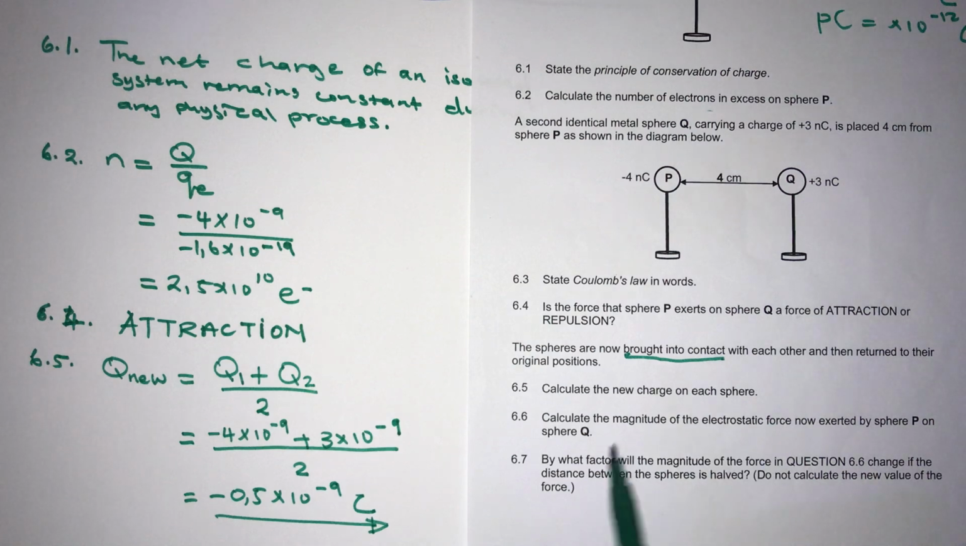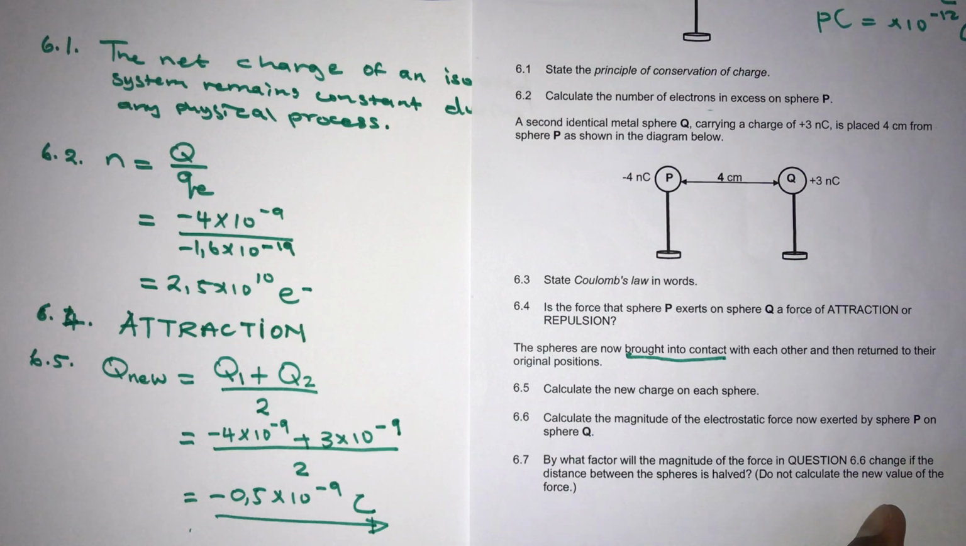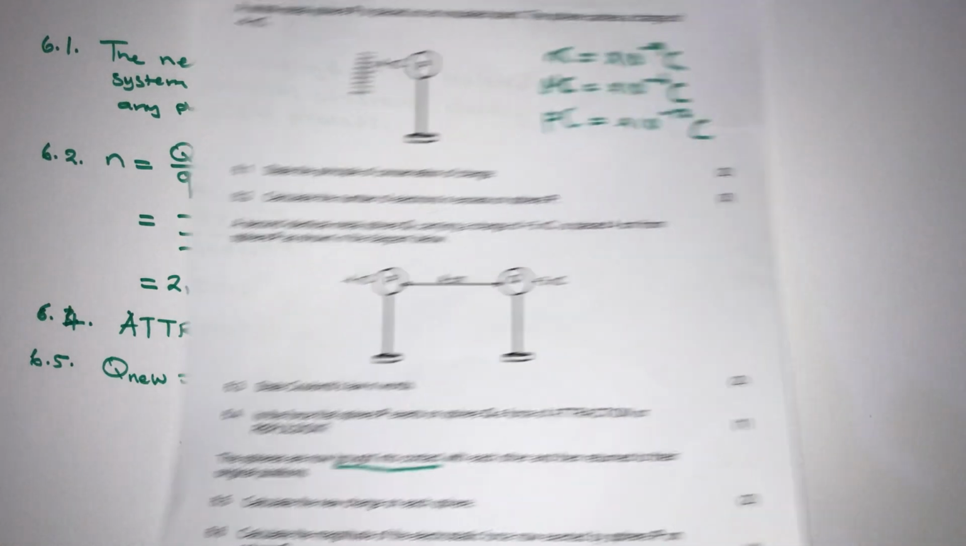So now 6.6: you calculate the magnitude of the electrostatic force now exerted by sphere P on sphere Q. Since now we have a new charge, you forget about the old charges. Now the focus is the new charge on sphere P and sphere Q, which is negative 0.5 times 10 to the power negative 9. So now we must calculate the electrostatic force.